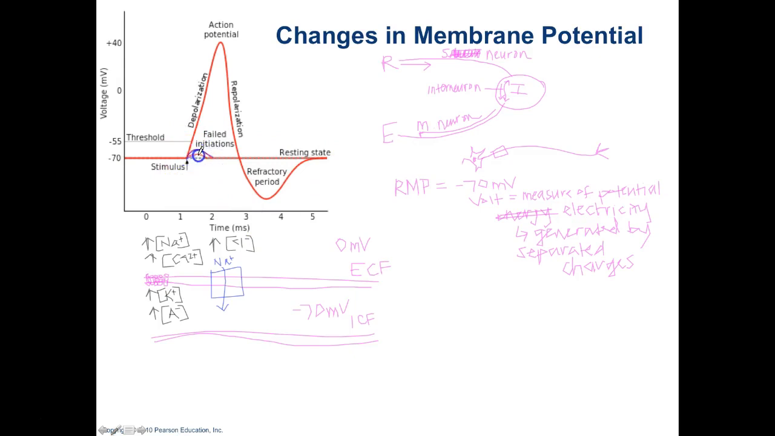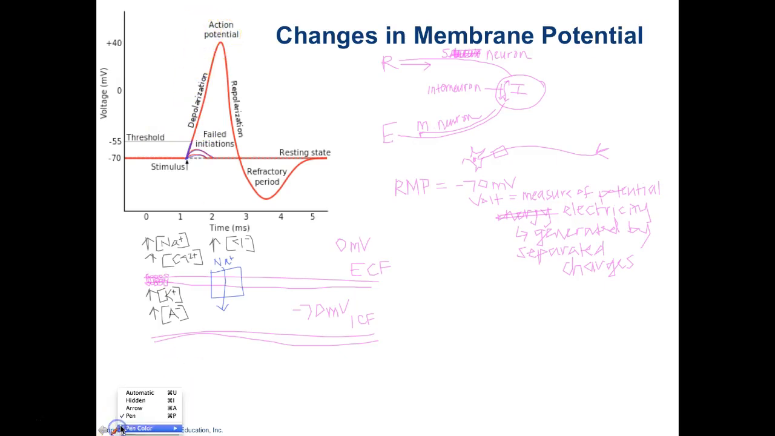We're getting the inside of the cell to change from this negative 70 to move a little bit more positive. What we want to do to cause an action potential is to raise this to our threshold of negative 55 millivolts. Once it passes this threshold, then we're going to depolarize the cell and gain our action potential.